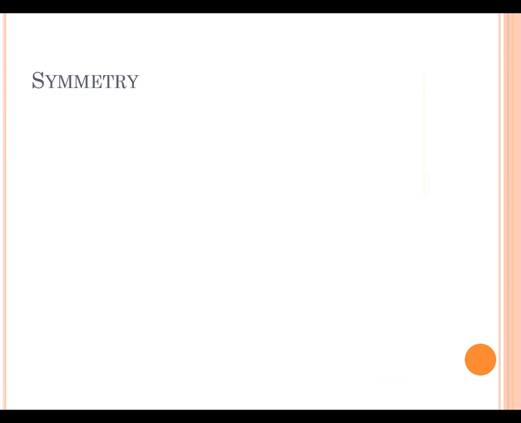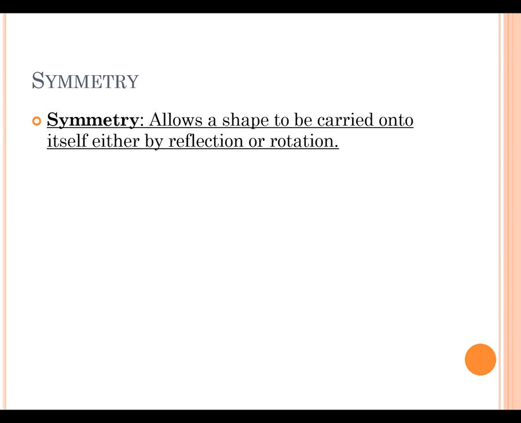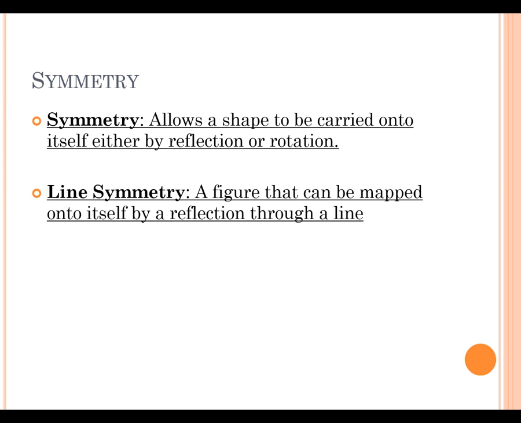So the next objects I'm going to talk about, these are what you're going to write on your paper. There are three little definitions that we're going to go over at the very top of your paper. So symmetry allows a shape to be carried onto itself by a reflection or rotation. So you can have symmetry with reflections and rotations. So get excited. Line symmetry means a shape has symmetry.